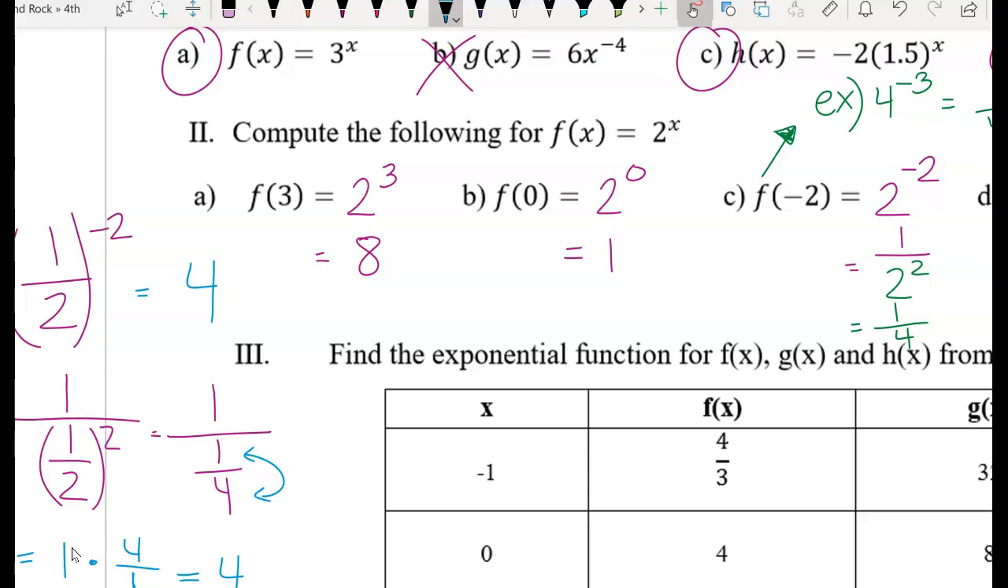In my head, would I write all of this out? No. I would know that this becomes the denominator. I'm going to square it, so my denominator becomes 4. That goes into the numerator. Can you have our calculator, please? Yes.